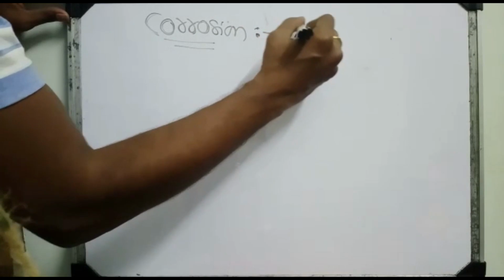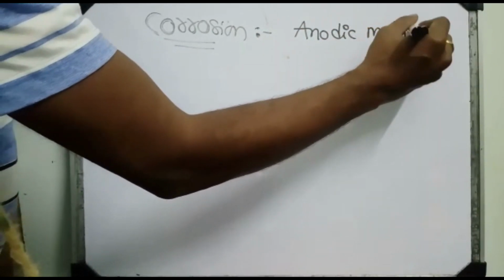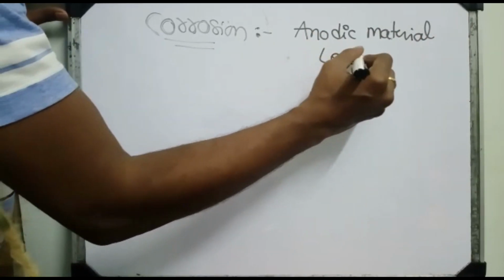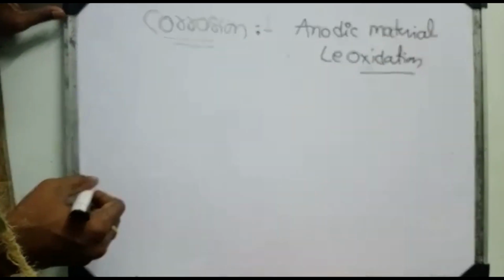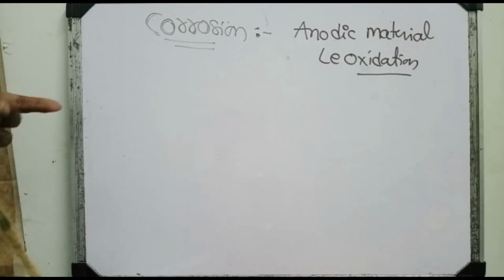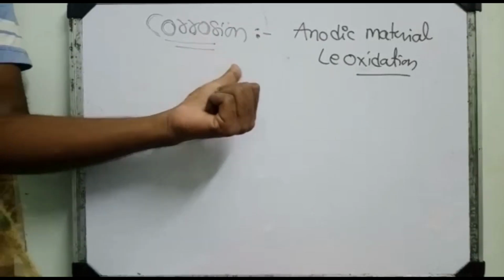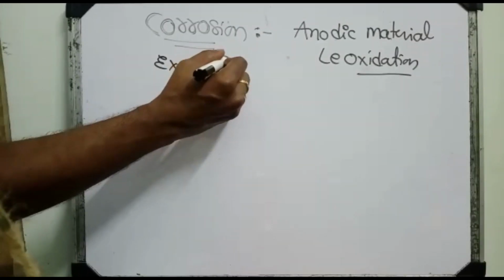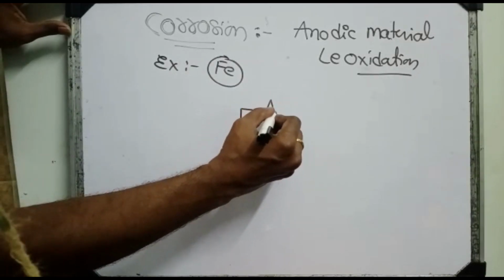Anodic material is readily corroded because of loss of electrons, so oxidation takes place. The material which is readily oxidized, otherwise the one acting as the anodic material, is readily corroded, meaning the metal strength decreases. The best example is iron corrosion. Suppose you take an iron bar.